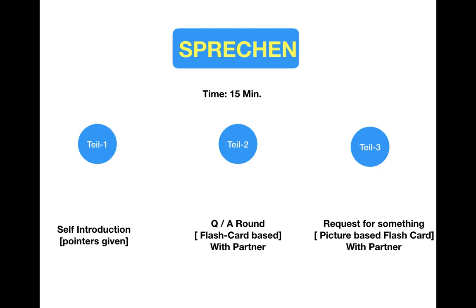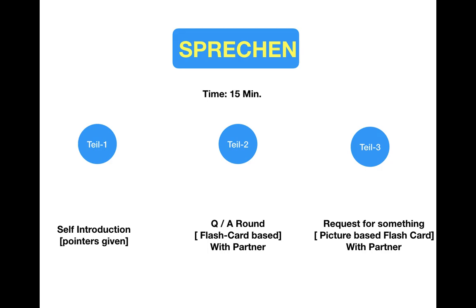Next is Teil drei, third part. Here you need to request something. You need to frame a request. Bitte formulieren, we say in German, to frame a request. Again, it's partner work. You have to make a request with your partner. It's a picture based flashcard. A picture will be given, but nothing will be written on the card. It means you have to identify the picture very well. Suppose on the picture a glass of water is there. So you will ask, can you please give me a glass of water?